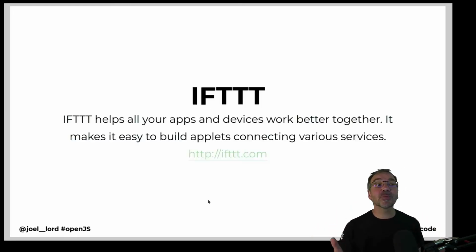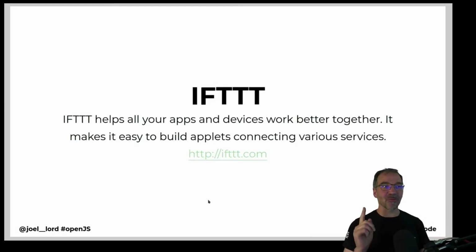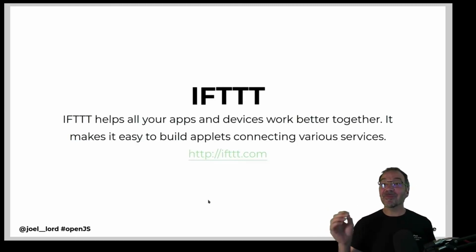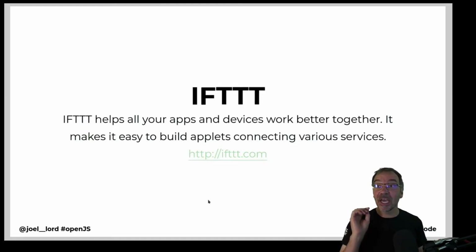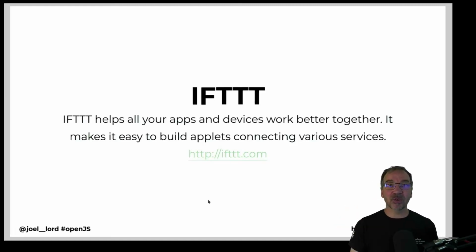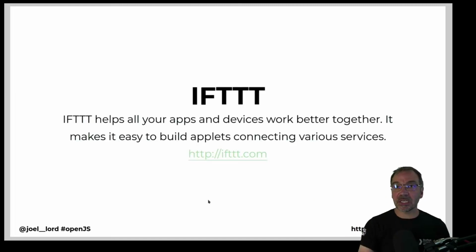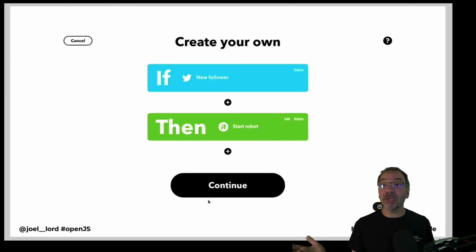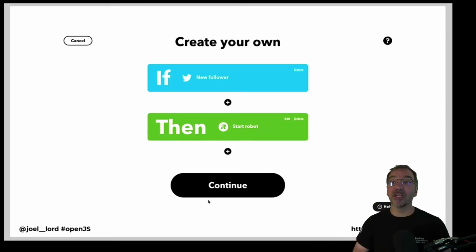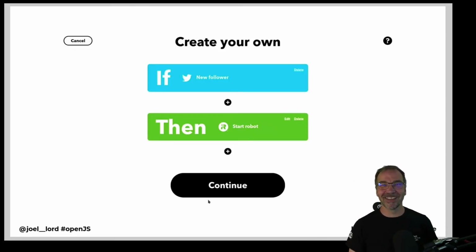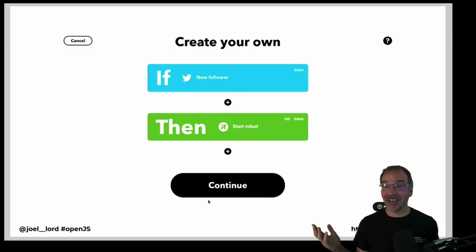So IFTTT helps all of your apps and devices work better together. It makes it easy to build applets connecting various services. You can find more information on ifttt.com, but what does it mean? Well, basically you've got if this, then that, so that's the IFTTT. You can connect a bunch of different services. You can say things like, if I've got a new follower on Twitter, then start vacuuming. And that's actually running on my IFTTT account.